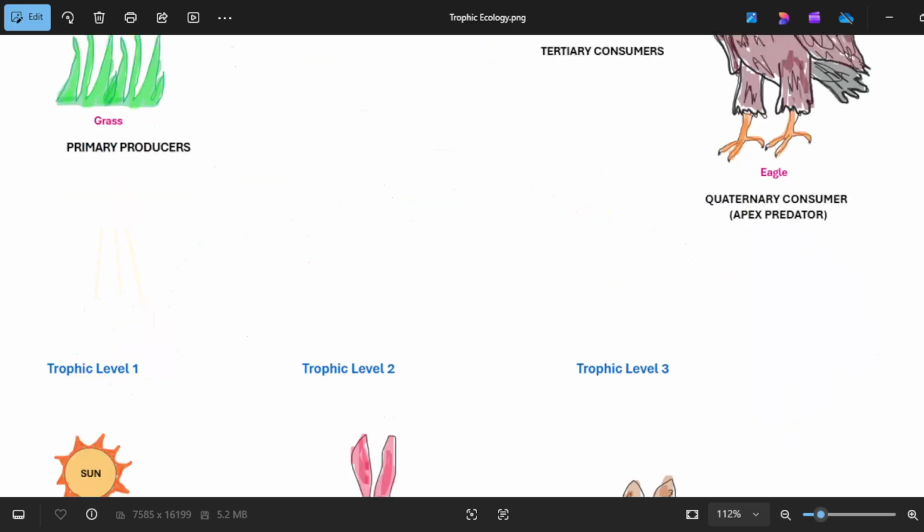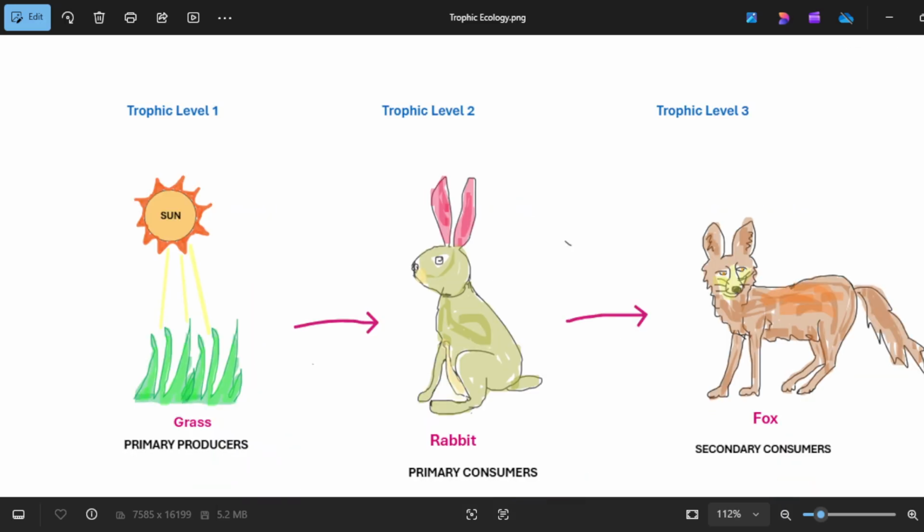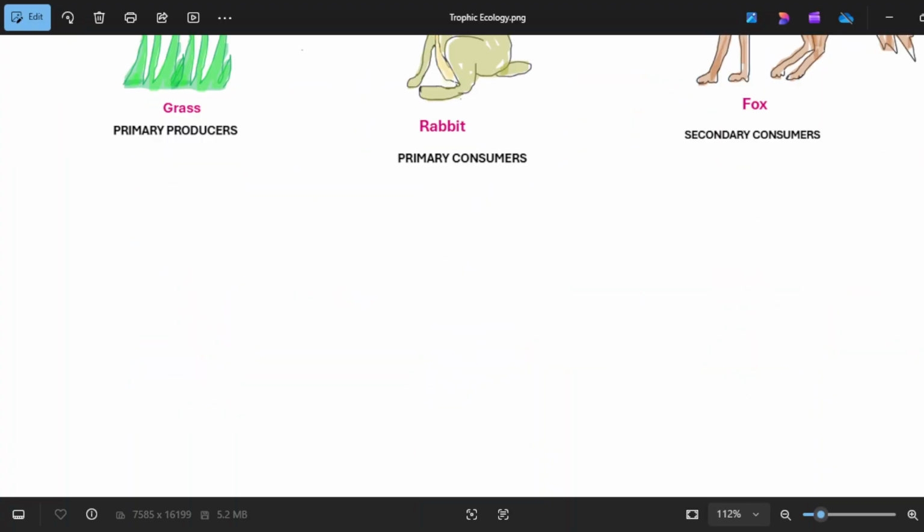So let us take another food chain. This is another food chain. Here we have grass again. The rabbit eats the grass, trophic level 1, trophic level 2, and the fox is the secondary consumer which feeds on the rabbit. So this is another simple food chain showing us which organism eats which other organism.